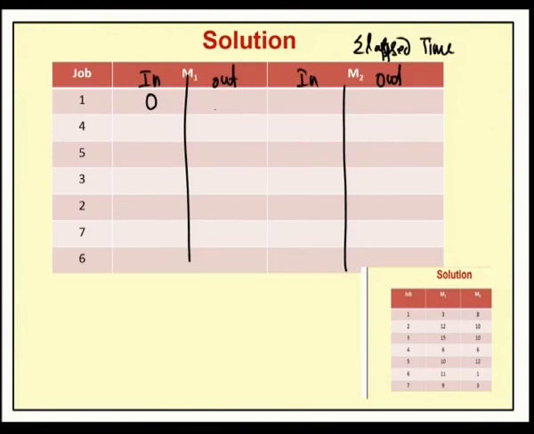Therefore, for job 1, the time out for machine 1 is 0 plus 3, 3, and machine 2 starts only at the 3rd hour. So for that the processing time is 8, so 3 plus 8, 11. Now the next job to be performed is 4. For 4 the starting time is 3. For 4 under machine 1 the processing time is 6. Under machine 2 also the processing time is 6. Therefore 3 plus 6, 9. Here the starting time is 11. The processing time is 6. So 11 plus 6, 17.